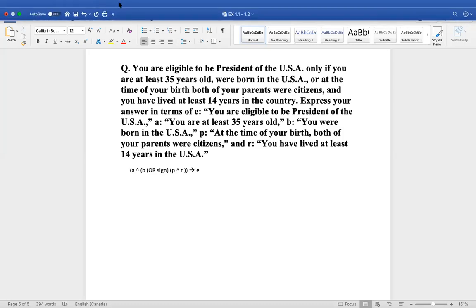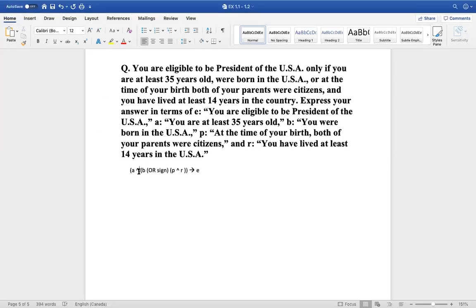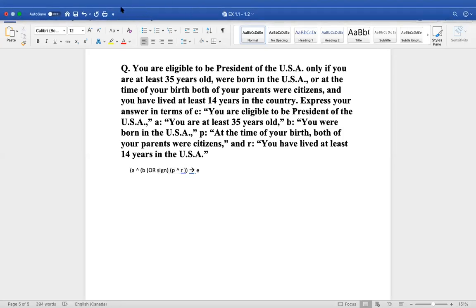So here it says that if you are at least 35 years old, this is one thing that is for sure. You need to be 35 years old. There is no other way out. The other condition is that you were born in the USA, or so here you say. So this is the and which comes. Here you need to satisfy A, and now you have to satisfy either this B or this one. And then once you satisfy these conditions, you're eligible to be the President of the USA. Oh, okay. Thank you.